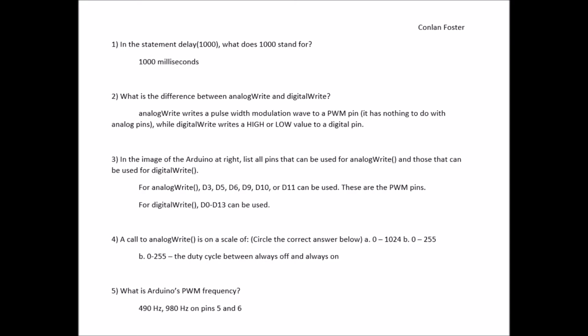In the delay(1000) function, 1000 stands for 1000 milliseconds. There's also a function called delayMicroseconds, where whatever value is in there is in microseconds.